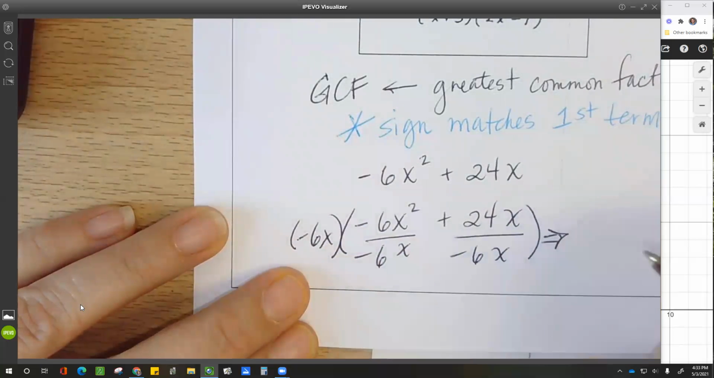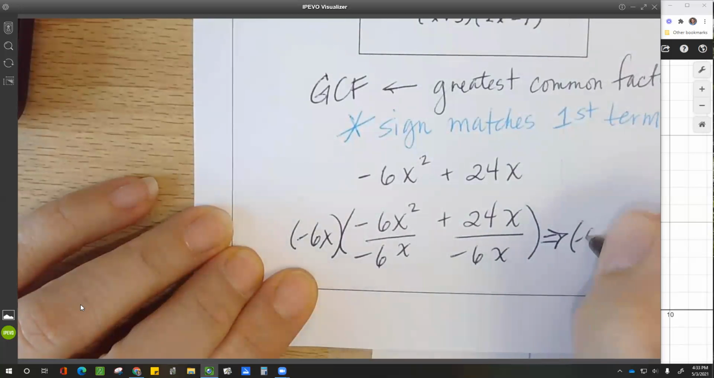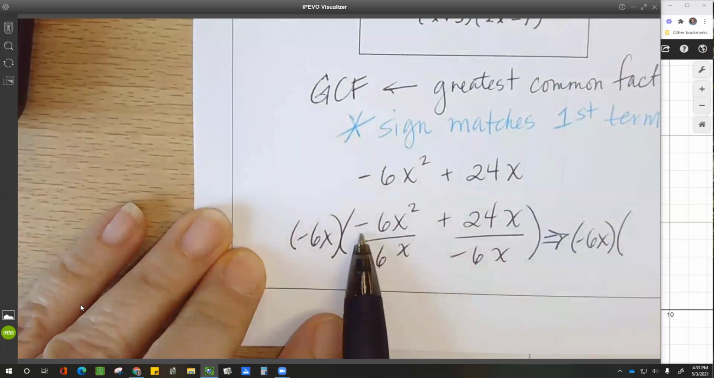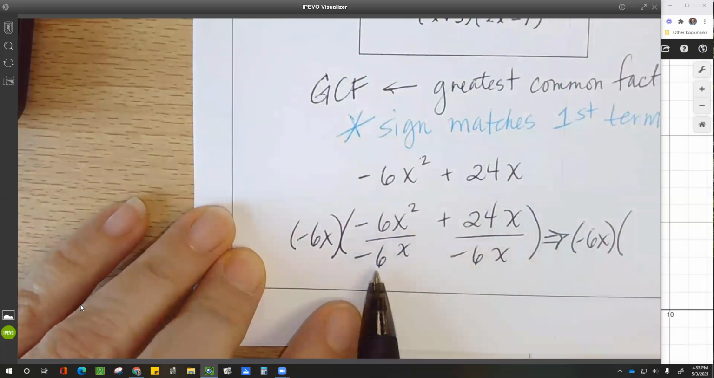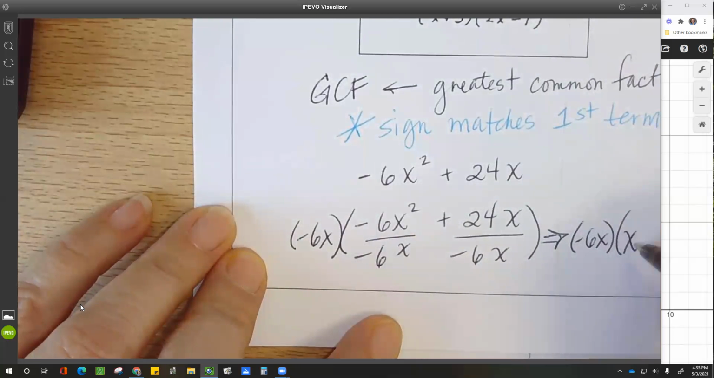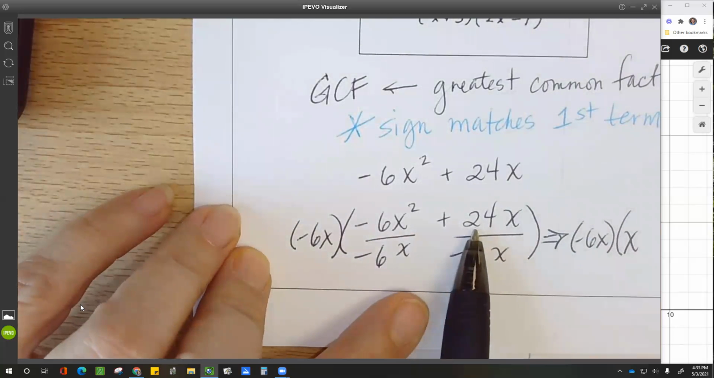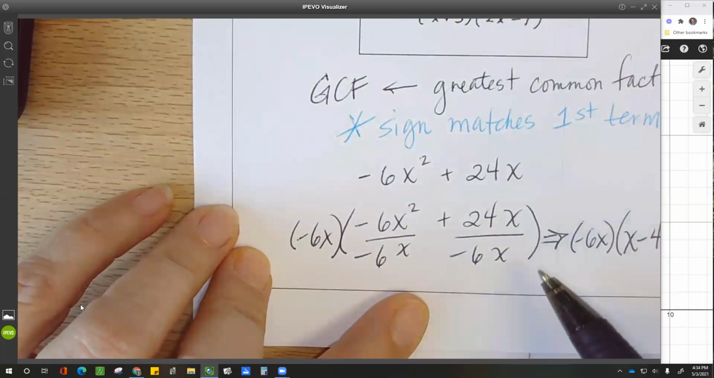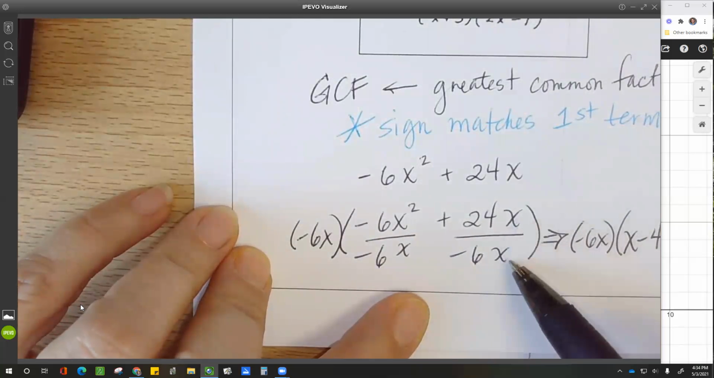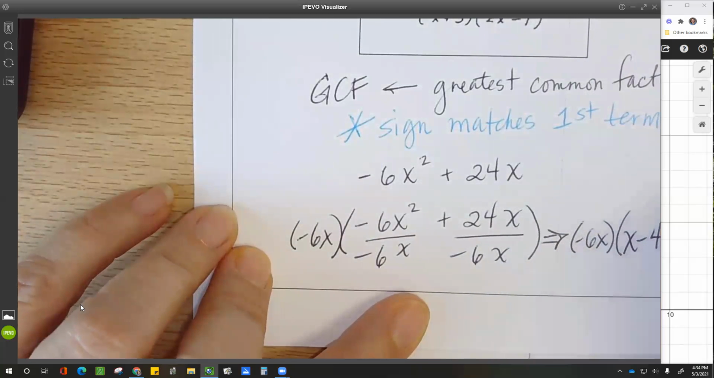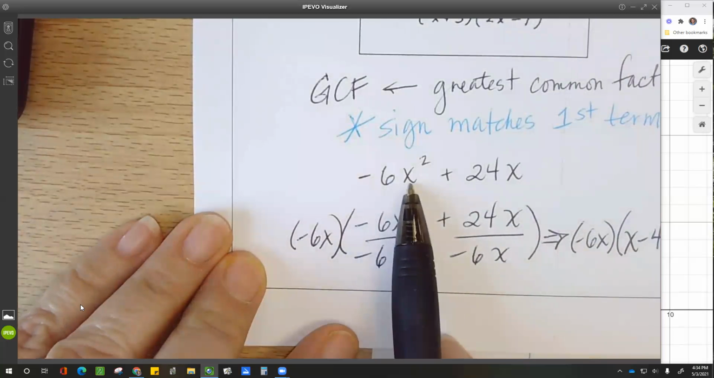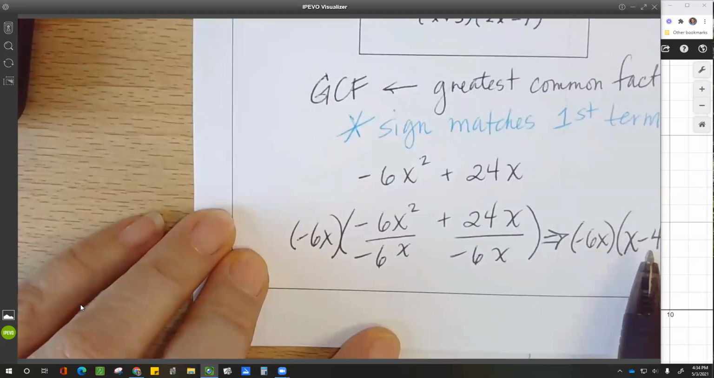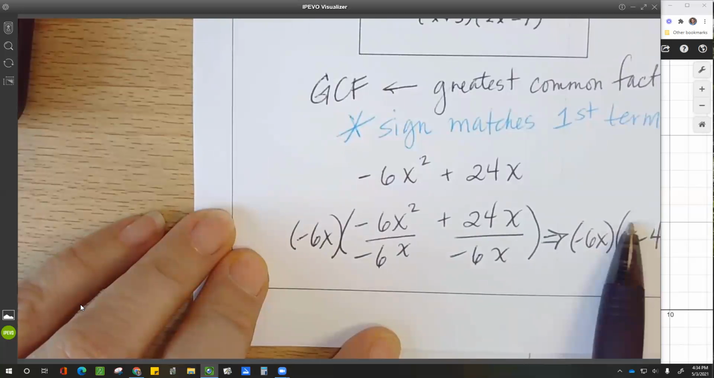This can be rewritten with the negative 6x out front. If I simplify here, negative 6x squared divided by negative 6x is positive x. And then 24 divided by negative 6 is negative 4. X divided by x, the x's will be eliminated. So negative 6x squared plus 24x is equivalent to negative 6x times x minus 4. This is fully factored.